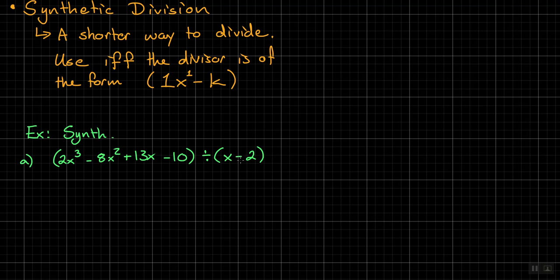All right. To do this, I'm just going to, in blue, just in case we need it, say that, hey, this is of the form x minus k, where k in this situation is what number? With k equal to 2.